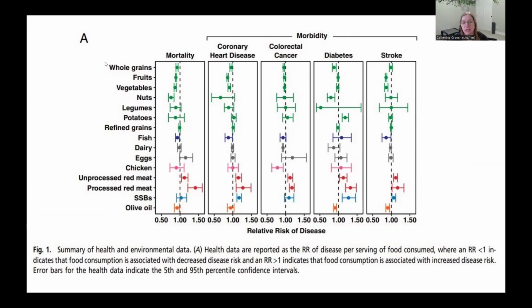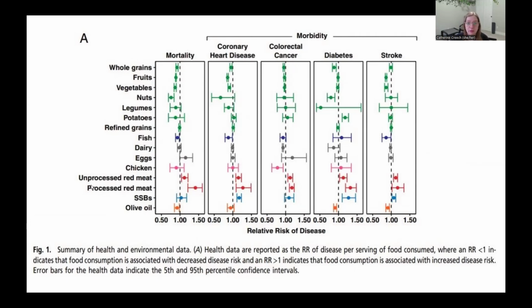The foods that they looked at were whole grains all the way down to olive oil. I think that you'll recognize most of these, except maybe this acronym here. What do you think SSBs are? They're sugar-sweetened beverages. So think like a Coca-Cola or anything that comes in a can or a plastic bottle and has a ton of sugar in it.